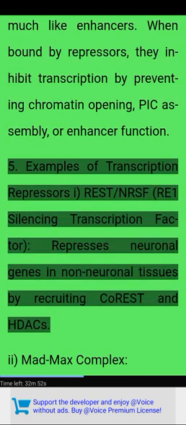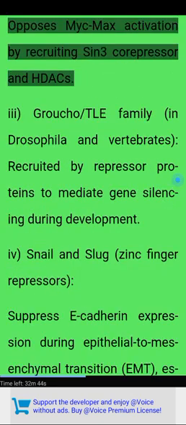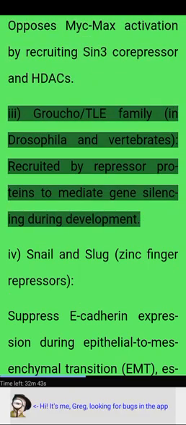5. Examples of transcription repressors: REST, also called RE1 silencing transcription factor, represses neuronal genes in non-neuronal tissues by recruiting CoREST and HDACs. MAD-MAX complex opposes MYC-MAX activation by recruiting Sin3 core repressor and HDACs. Groucho, TLE family, in Drosophila and invertebrates, is recruited by repressor proteins to mediate gene silencing during development.